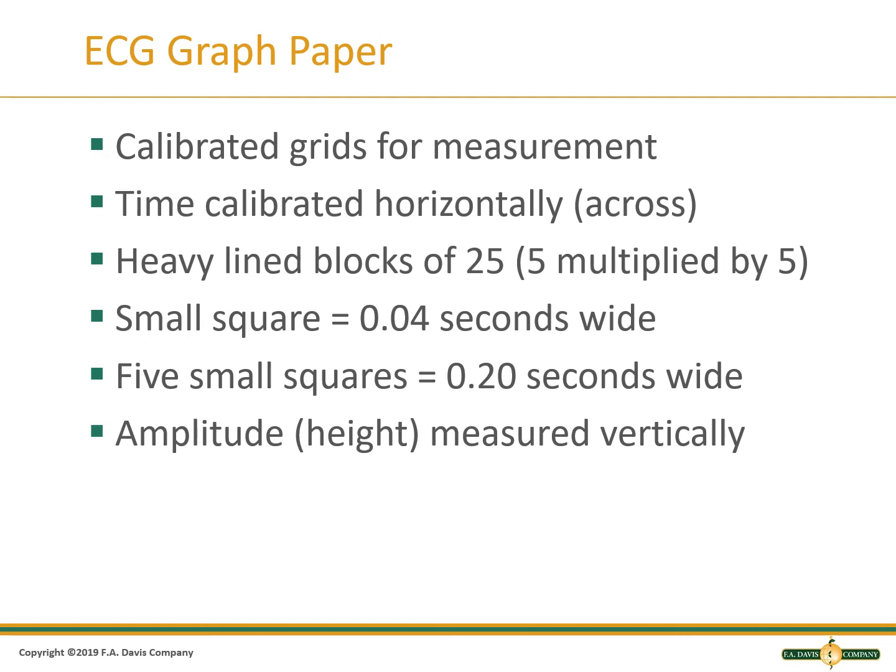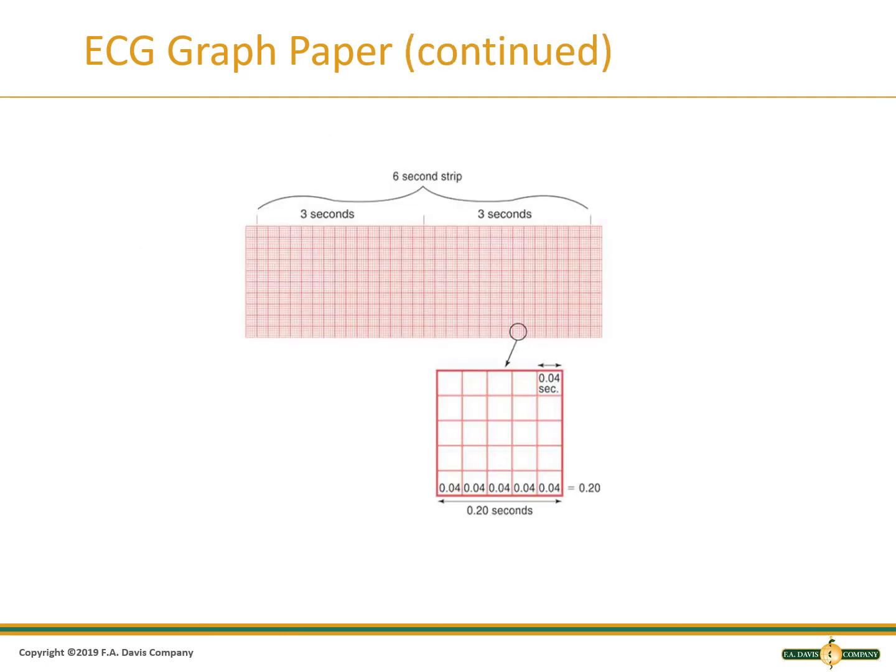There are 5 small squares horizontally between 2 heavy vertical black lines. The waveforms are measured horizontally from left to right on the graph paper. The height of the waveforms, or the amplitude, is measured vertically. For the purpose of this class, we will be concerned with the squares on the horizontal axis of the grid.